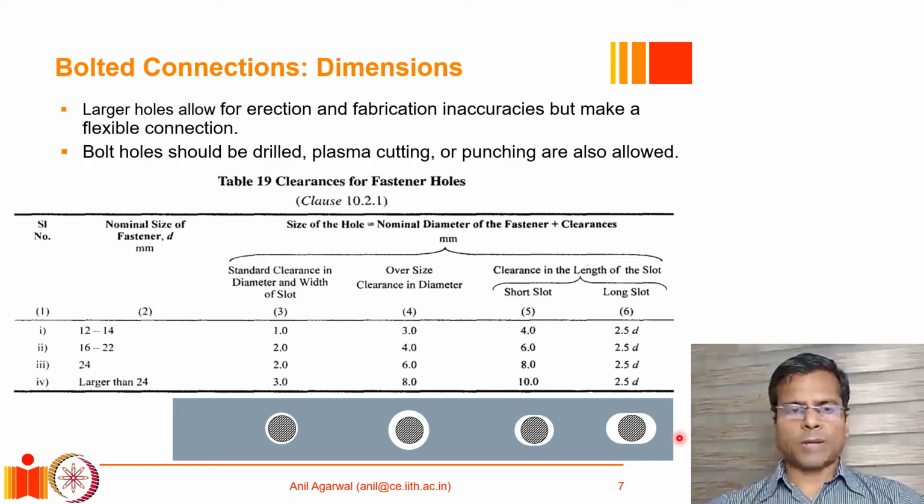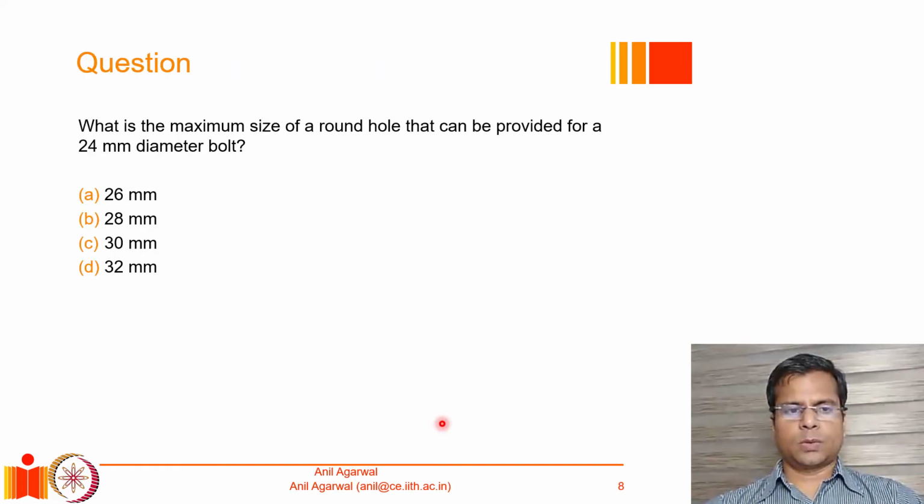The holes can be provided by drilling, by punching, or by plasma cutting. Out of these, drilling is the most preferable way because it does not introduce any local imperfections or change the material characteristics in the neighborhood. It creates a smooth surface. Punching is allowed only in relatively lower strength steel and the steel plates which are not very thick. Plasma cutting does affect the local properties somewhat because of the heating effect, but that is also permissible in certain cases.